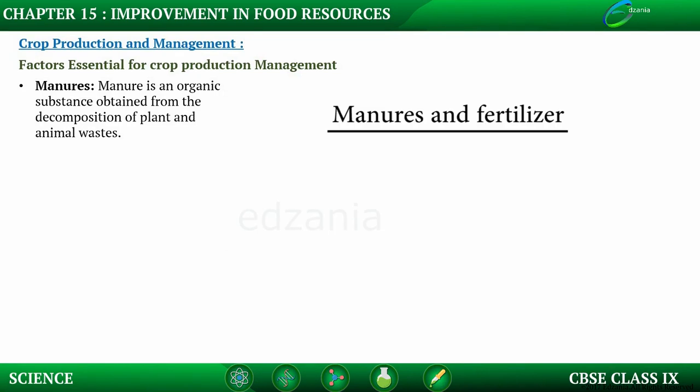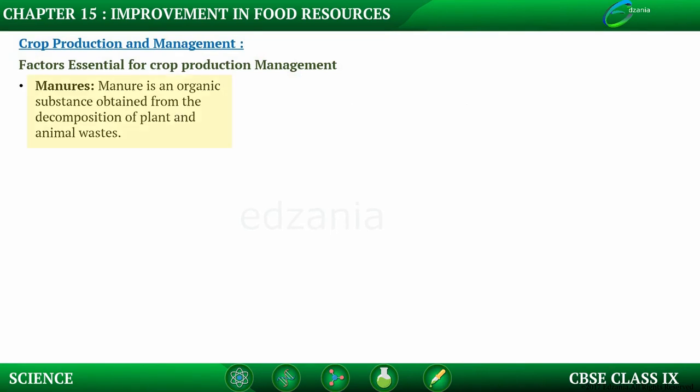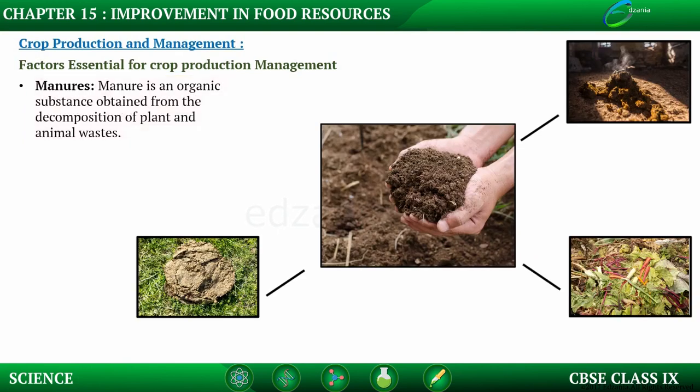Let's talk about manures and fertilizers. Manure is an organic substance obtained from the decomposition of plant and animal waste. Manures contain large quantity of organic matter and supply small quantity of nutrients to the soil. How? Because manures are prepared by decomposition of plant and animal waste.